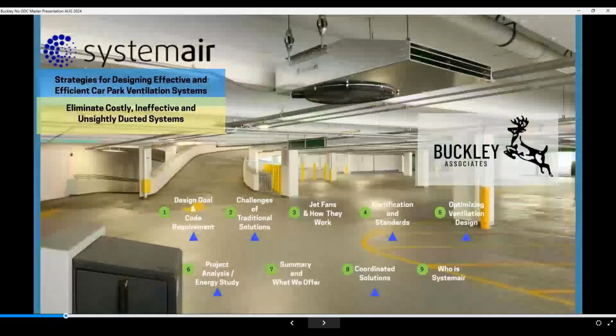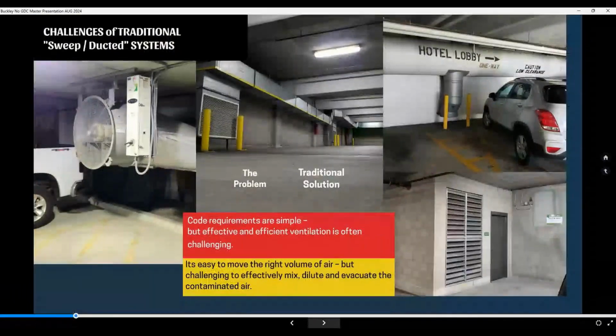Now let's talk about the challenges of traditional solutions. Here you see in front of you some typical applications, sweeping systems, ducted systems. This has been the go-to design for many, many, many years, and it, quite honestly, is accepted by code plan checking and permitting across the country. But there's a challenge here, and what you're going to find that I say a lot through this presentation is that the code requirements are simple. That is true, but effective and efficient ventilation is also very challenging.